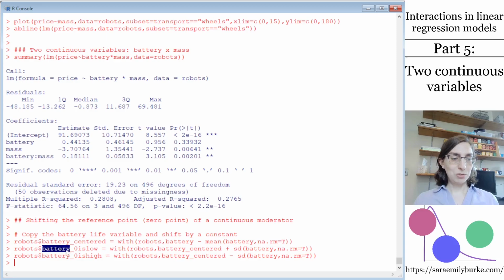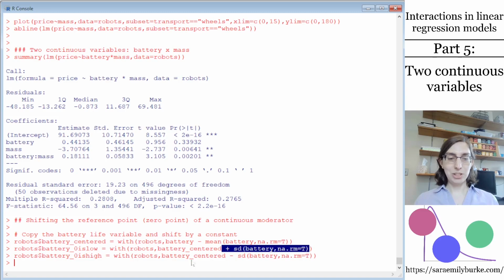The second variable here is called battery 0 is low, and it's the result of taking the centered battery variable that I just calculated and adding its own standard deviation. And the third variable is called battery 0 is high, and it's the result of taking the centered variable and subtracting its own standard deviation.